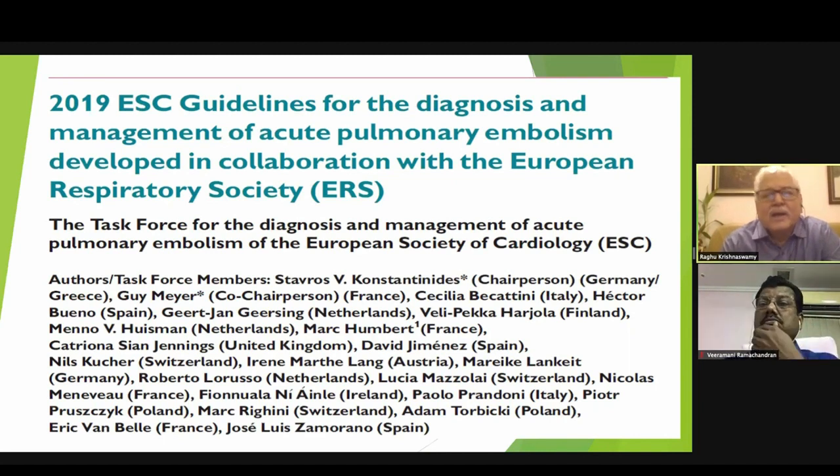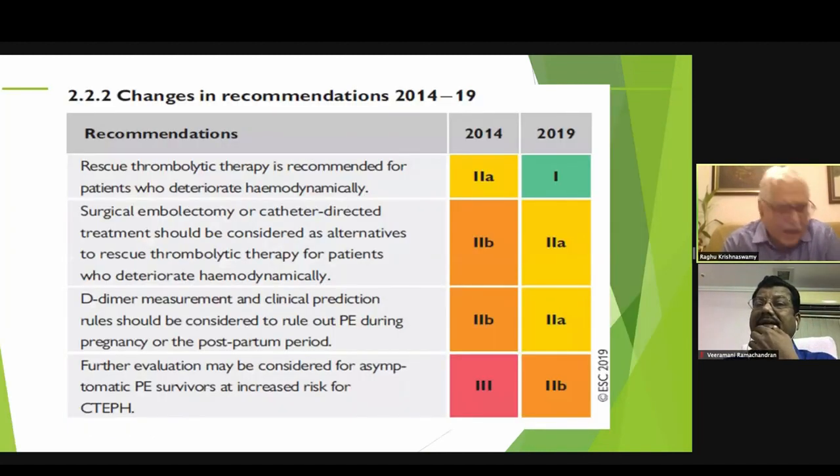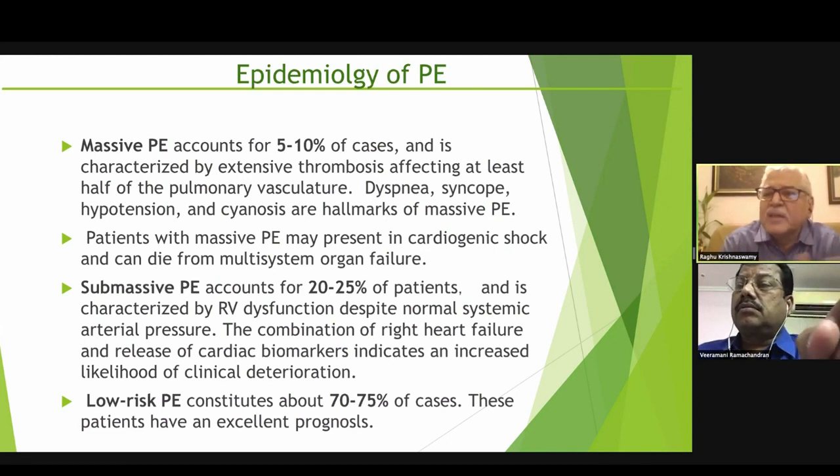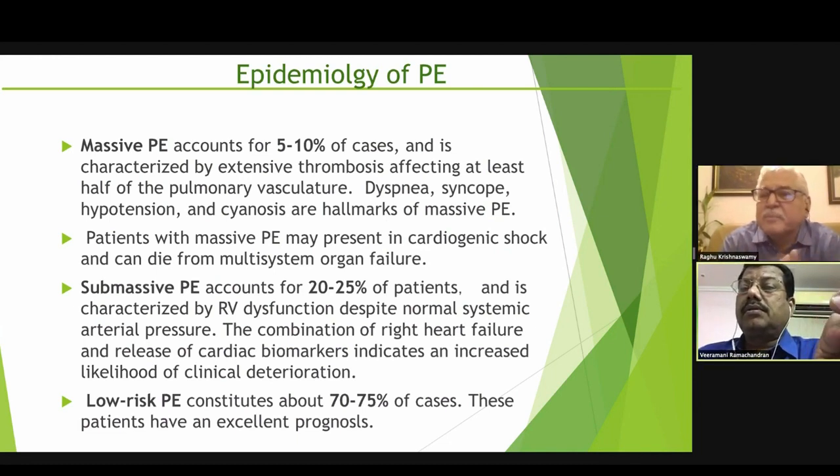Now, I told you these are all the recommendations. I think, Dr. Veeramani, I will not go into the various recommendations of diagnosis and treatment of pulmonary embolism, because I think I've covered the major aspects of what pulmonary embolism presents as.